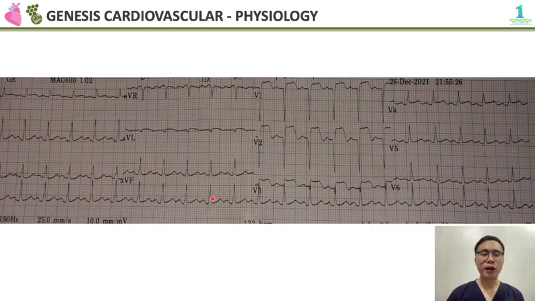So, what would be our interpretation there? It's tachycardic. Okay? Is there a P wave preceding every QRS? Yes. So it's sinus. So this is sinus tachycardia.